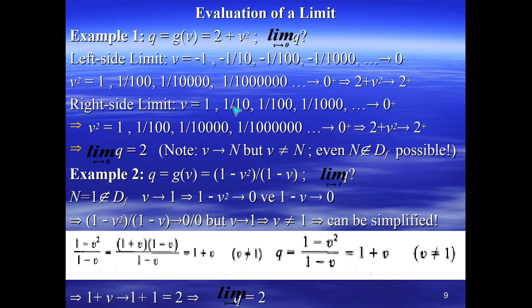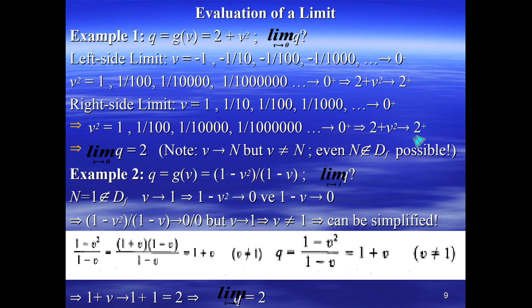And what is the right side limit? In the right side limit, v goes to 0 from positive values, from values above 0. So from 1, 1 over 10, 1 over 100, 1 over 1000, etc. It goes to 0 from above, from the positive side. Then where does v square go? Well, it goes sort of faster to 0 from the positive side. The square of 1 is 1, the square of 1 over 10 is 1 over 100, the square of 1 over 100 is 1 over 10,000, the square of 1 over 1,000 is 1 over 1 million. So v square goes to 0 from positive values as well.